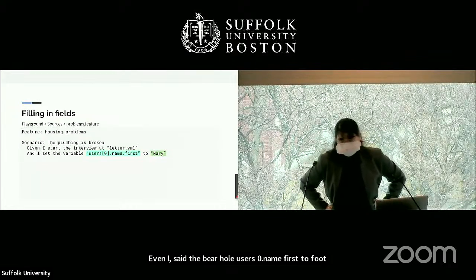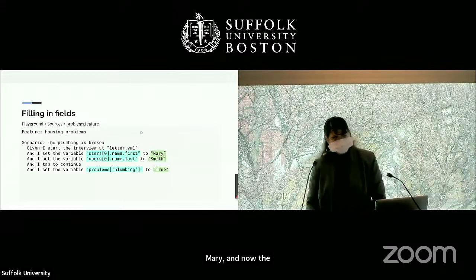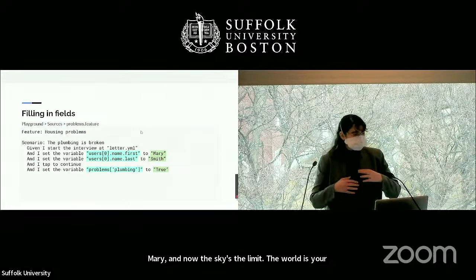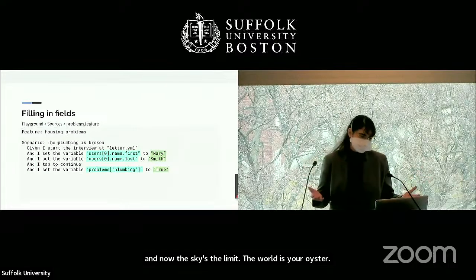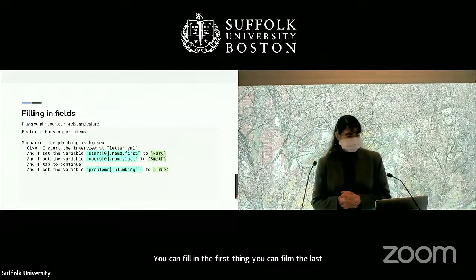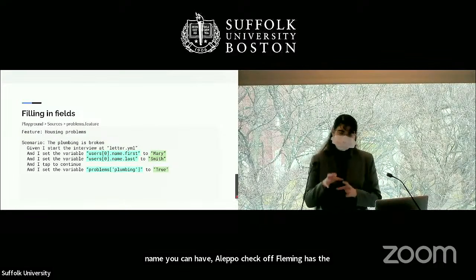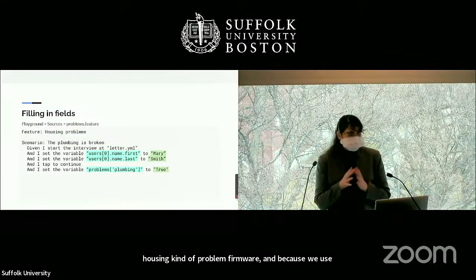And now the sky's the limit. The world is your oyster. You can fill in the first name. You can fill in the last name. You can have ALKiln check off plumbing as the housing problem for Mary. And because we use variable names to identify the fields, the tests are flexible.